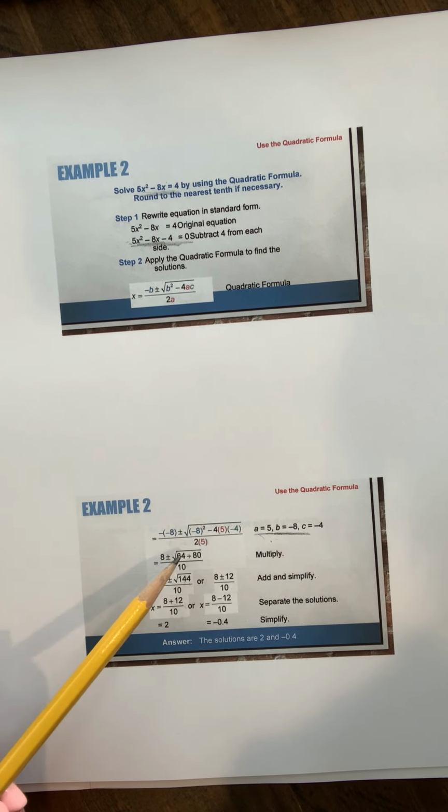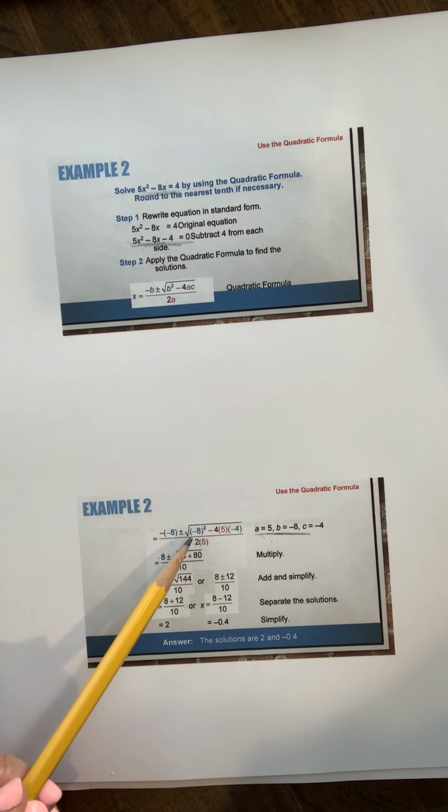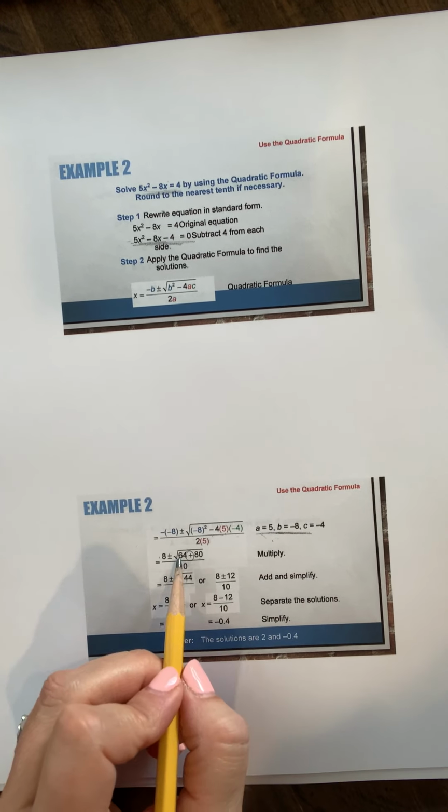But if you look here, I hope you guys are good. I just haven't been explaining this, but once I plug all of my values in to the formula, I get a positive 8 once I start simplifying. I get negative 8 squared is 64. And then I get negative 4 times a positive 5 is a negative 20. And then negative 20 times a negative 4 is a positive 80. So I'm going to take that positive down. 64 plus 80 is 144.